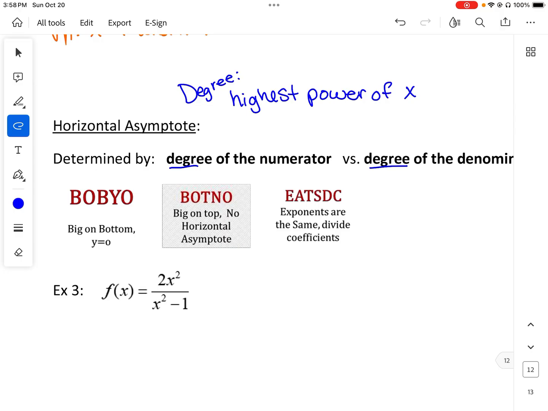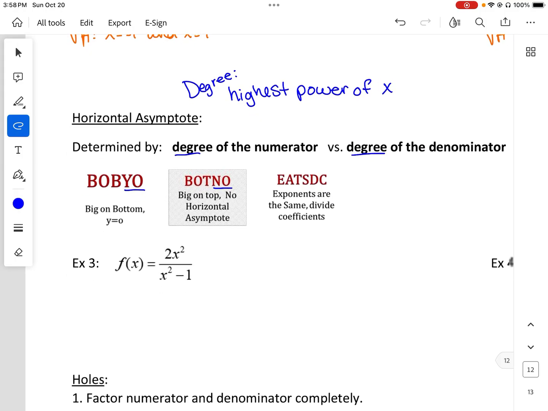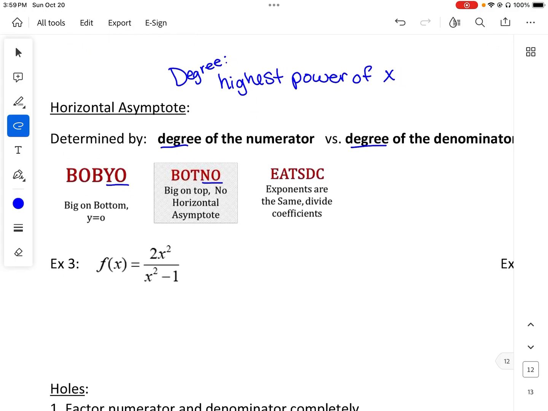And when you look at the highest power of x, if the bottom degree is bigger, then it's going to be y equals 0. So this is big on bottom, y equals 0. Okay, so if the exponent is bigger on the bottom, if the degree is bigger on the bottom, then your horizontal asymptote is going to be y equals 0. If it is big on top, the bigger exponent's on top, then it's going to be no horizontal asymptote. If they are the exact same, so exponents are the same, divide coefficients.